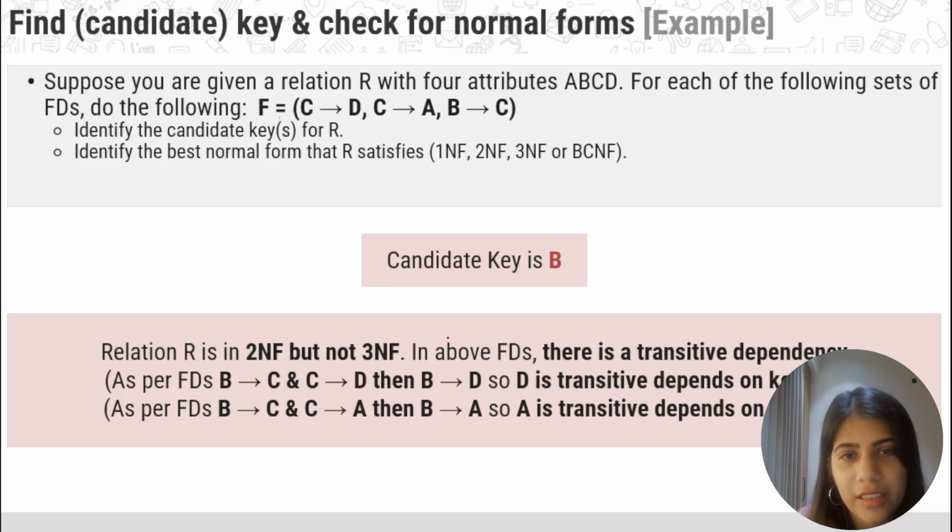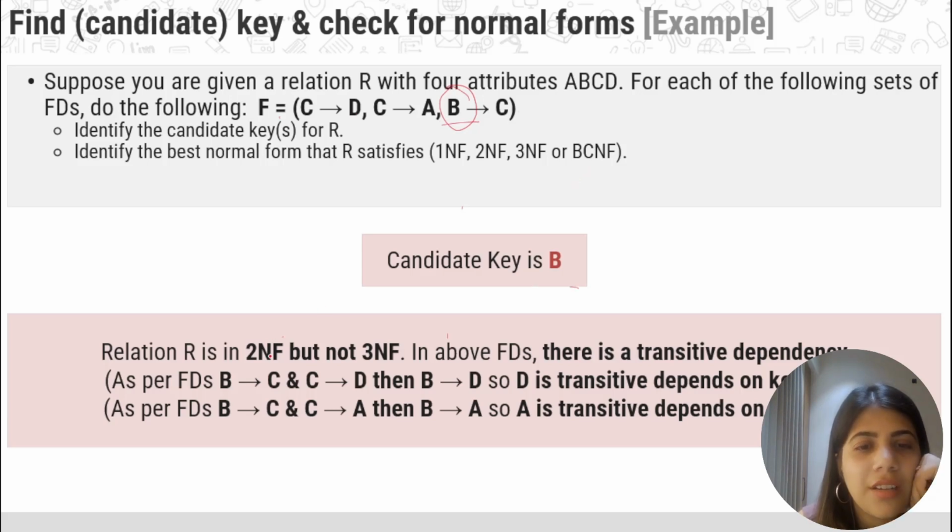What will be the candidate key over here? The candidate key over here is only B, because as you can see, the left hand side attribute is again getting repeated, and B is the only one which is not getting repeated over here. We need to identify the best normal form.